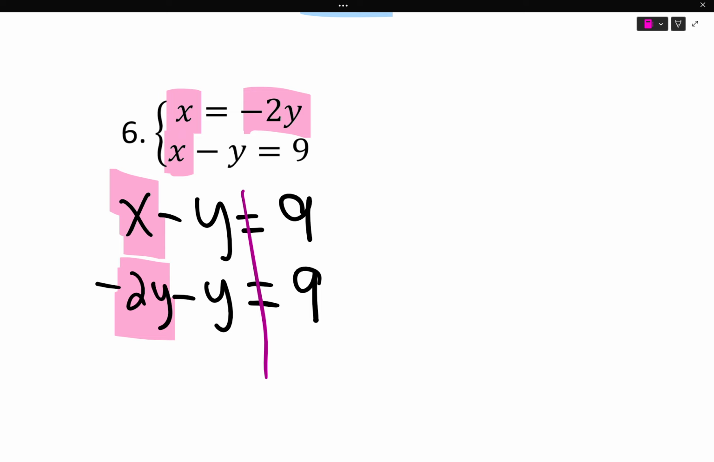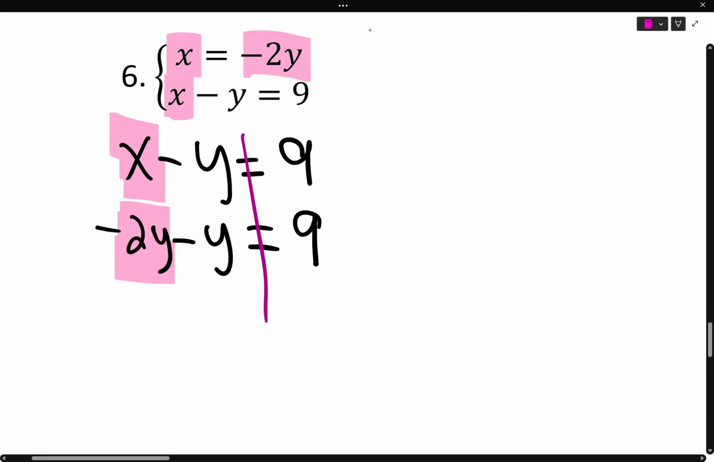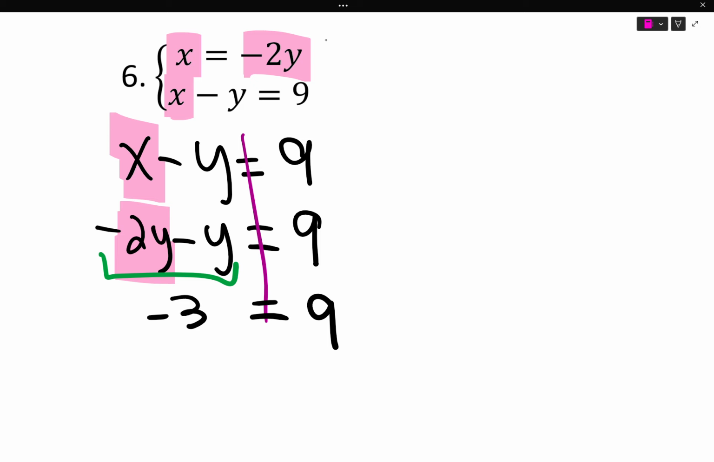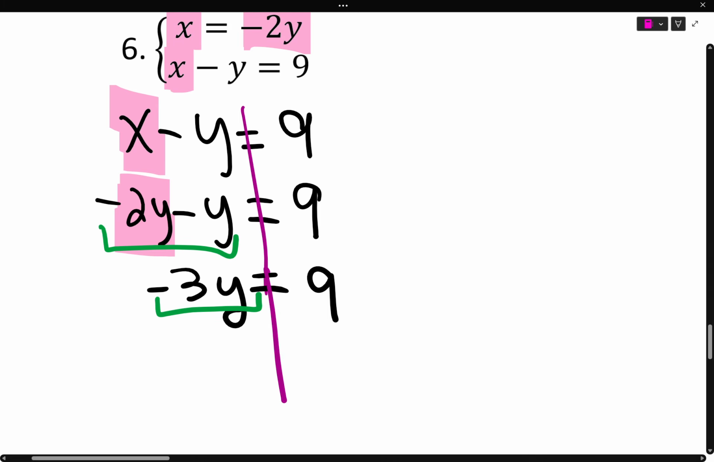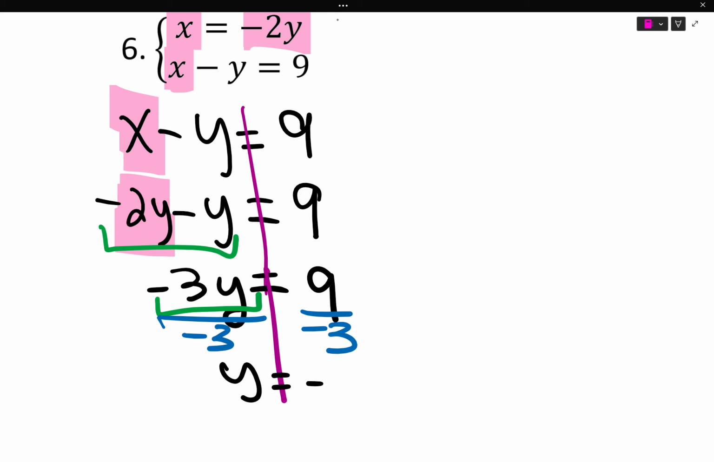So since we don't need to multiply, let's combine some like terms. We can combine negative 2y minus y. Negative 2 minus 1 is negative 3. So we have negative 3y equals 9. We don't have any numbers to move around, like adding or subtracting. All we gotta do to finish is divide by negative 3. y equals negative 3. Fantastic.